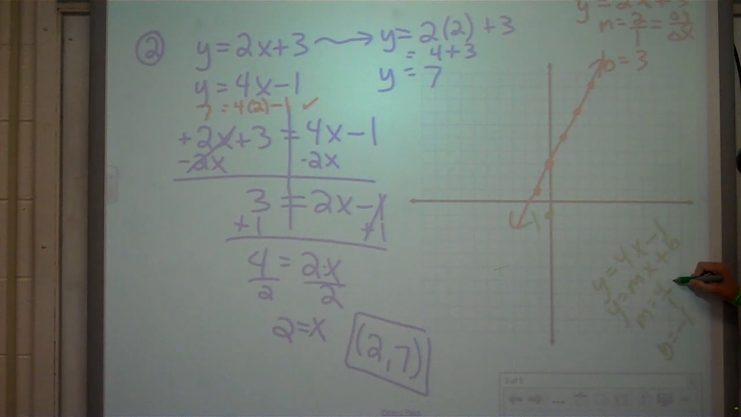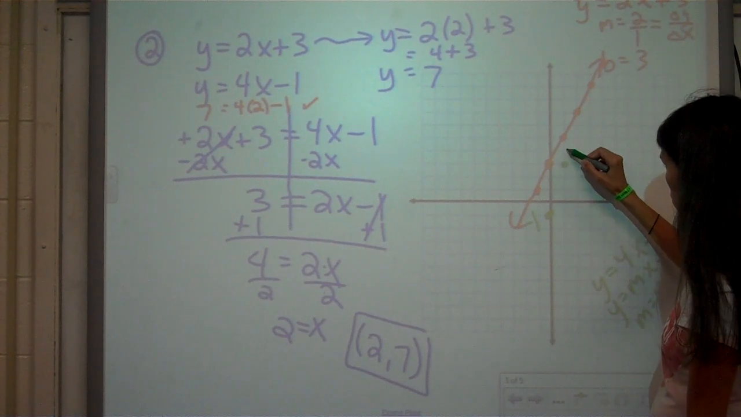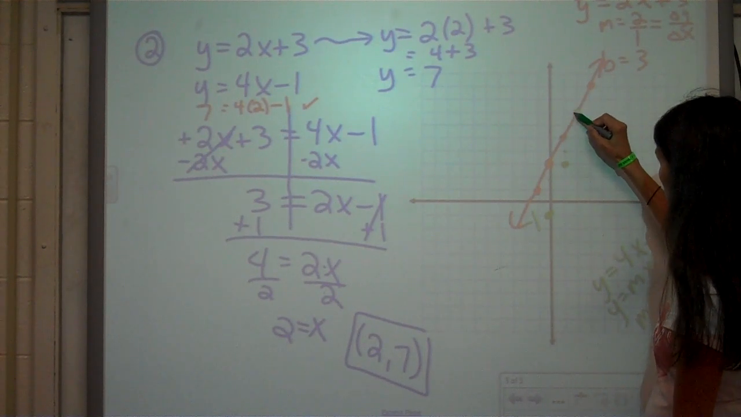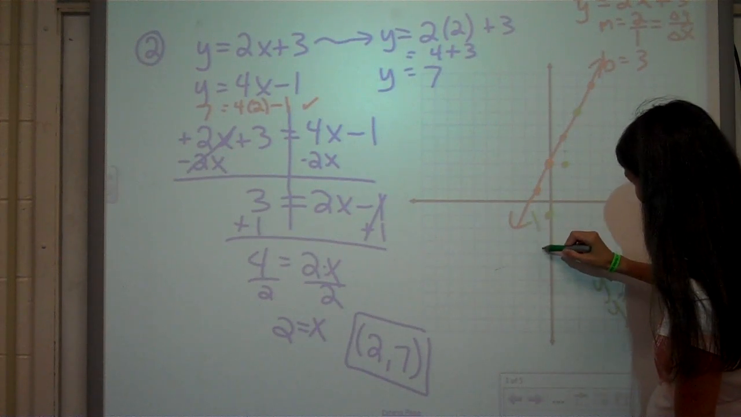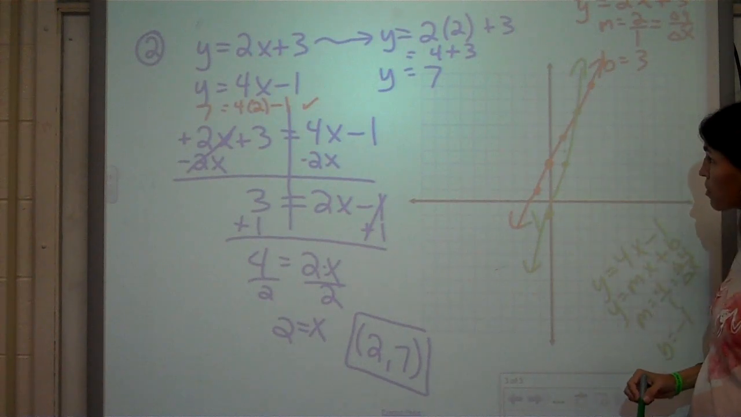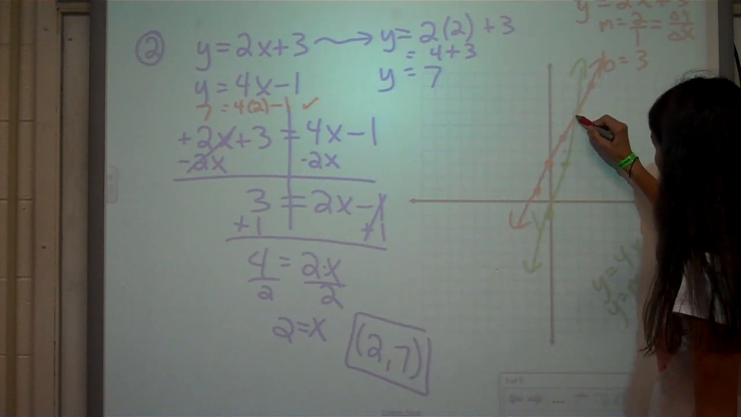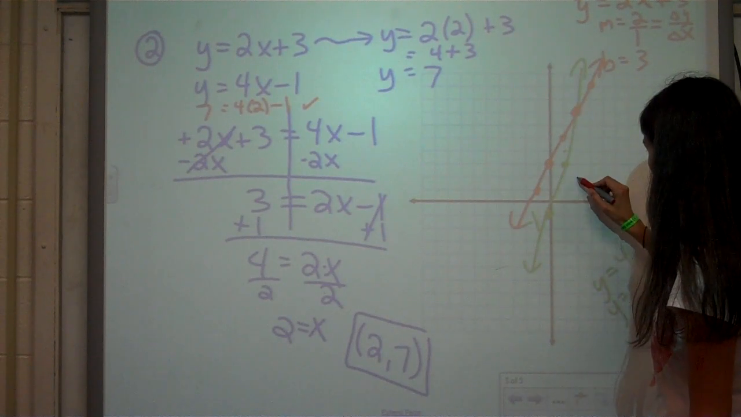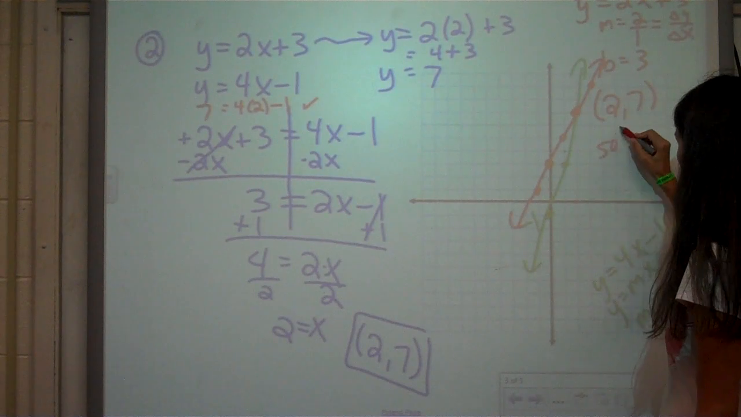This is the change in y over the change in x. And go up 1, 2, 3, 4, right 1. 1, 2, 3, 4, right 1. I can't do it again, so I'm going to just do it like this. You should really use a ruler. Honestly, I can't use a ruler on this smartboard. I don't know if you can tell, but the point of intersection is 1, 2, 3, 4, 5, 6, 7. So 2, 7 is your solution.